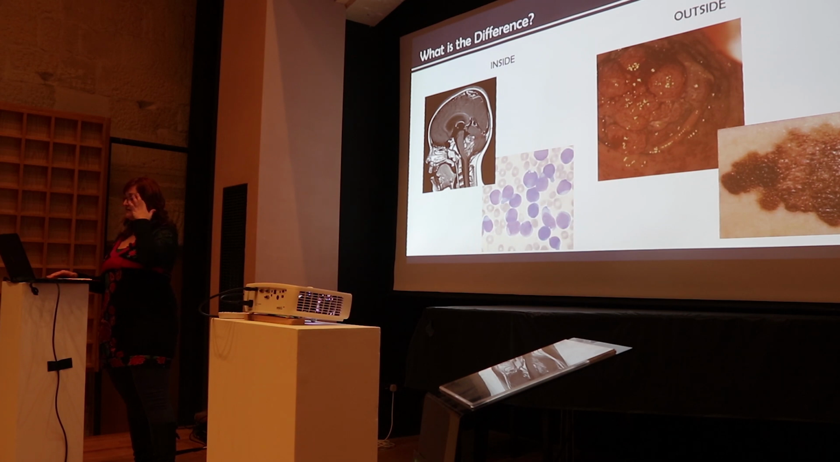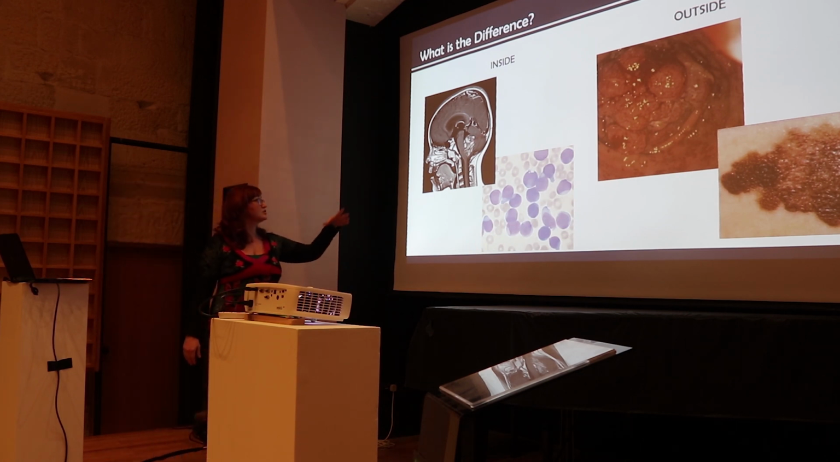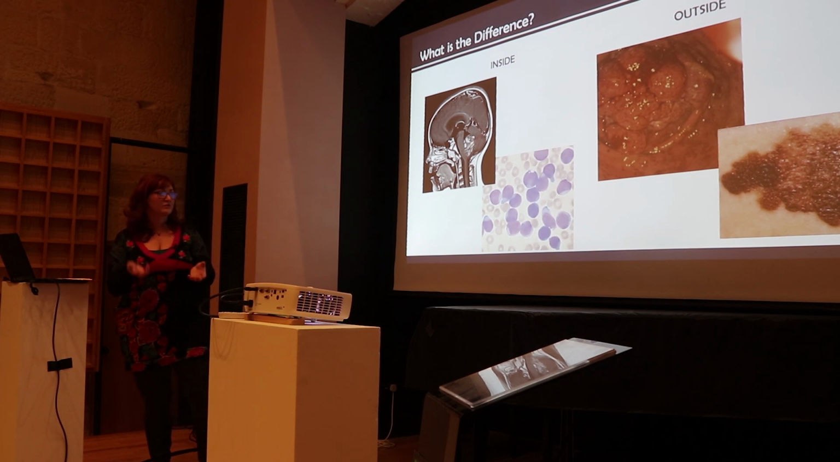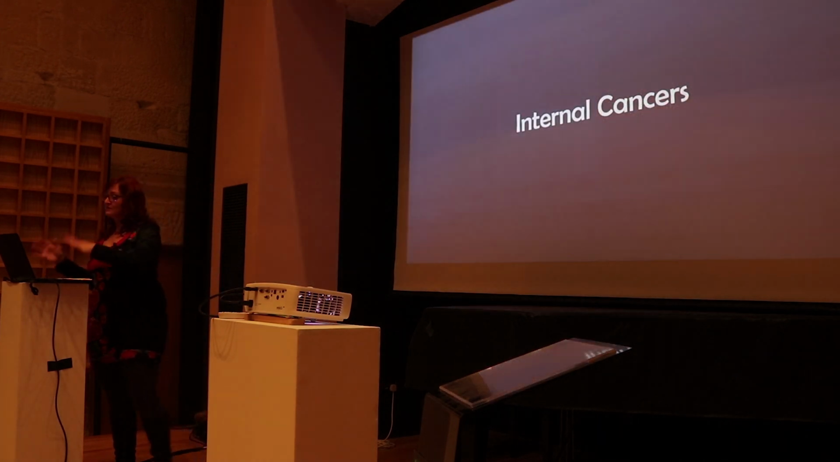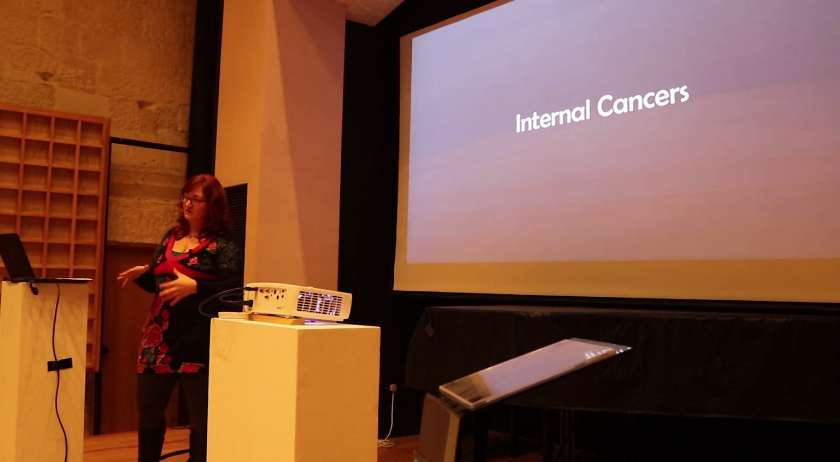And as I'm saying, one type tends to be on the inside, such as your blood, your bone, your brain, which are not usually exposed to mutagens, and the others are related to the outside, affected by the outside. So let's start with internal cancers.